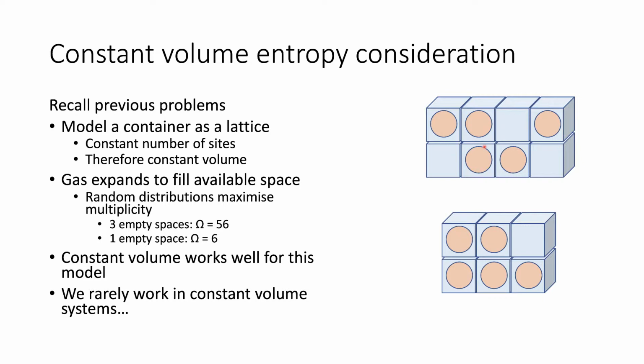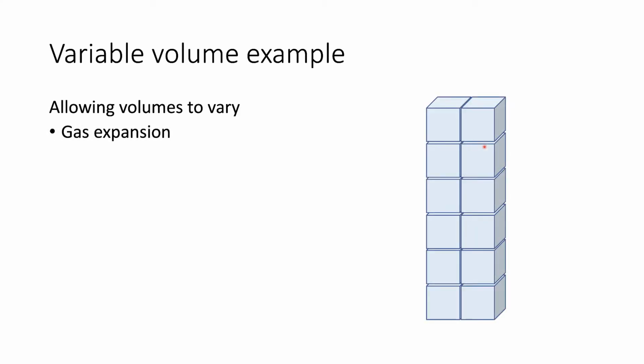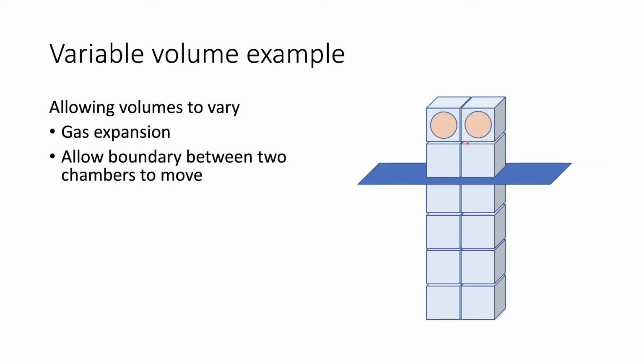So what happens when we allow the volume to change? Well, let's consider an example system here. Let's allow volumes to vary. So we're going to look at gas expansion, but we're still considering an overall fixed volume. So we're going to put a boundary between 2 chambers. So we have an upper chamber, a top chamber, and a bottom chamber. Now the volume of each of these can change, but the overall volume of the two is the same. So we're kind of getting towards a varied volume example, but still in the safety zone of having an overall fixed volume, because that allows us to easily calculate the entropy.